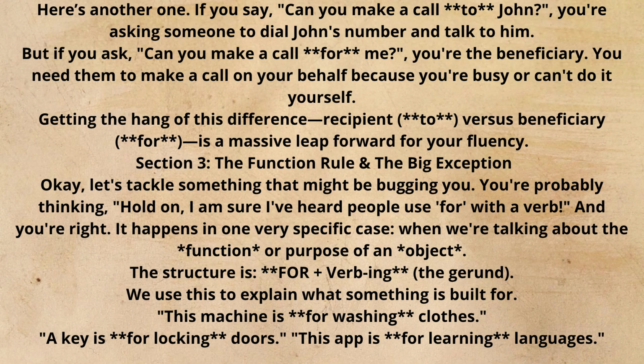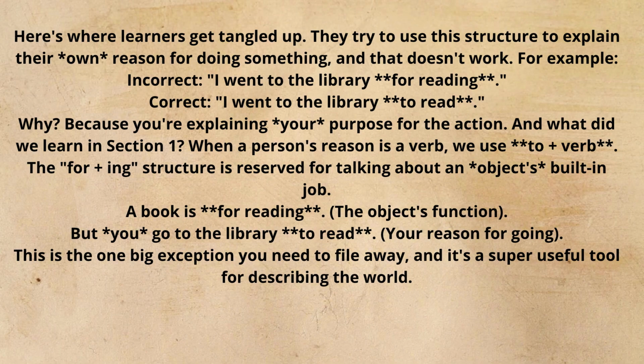We use this to explain what something is built for. This machine is for washing clothes. A key is for locking doors. This app is for learning languages. Here's where learners get tangled up. They try to use this structure to explain their own reason for doing something, and that doesn't work.